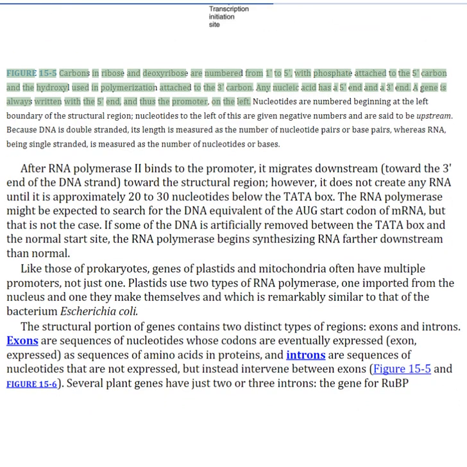Figure 15.5: Carbons in ribose and deoxyribose are numbered from 1' to 5', with phosphate attached to the 5' carbon and the hydroxyl used in polymerization attached to the 3' carbon. Any nucleic acid has a 5' end and a 3' end. A gene is always written with the 5' end, and thus the promoter, on the left.